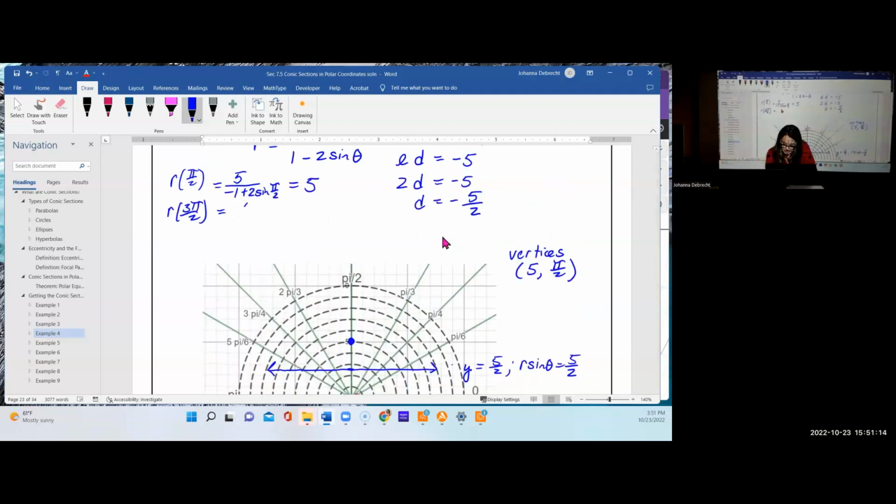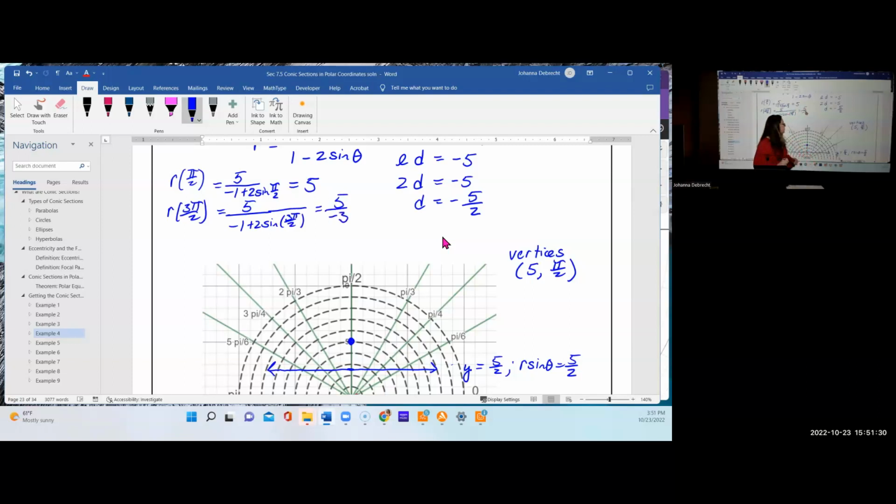So I plug that in. I get 5 over negative 1 plus 2 sine of 3 pi over 2. And you can plug it into working form or the original. It doesn't matter. And this gives me 5 over negative 3.